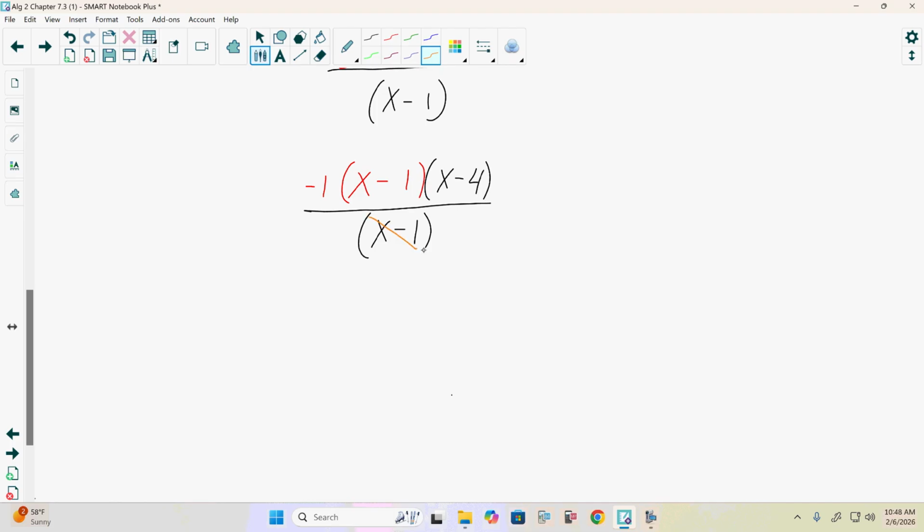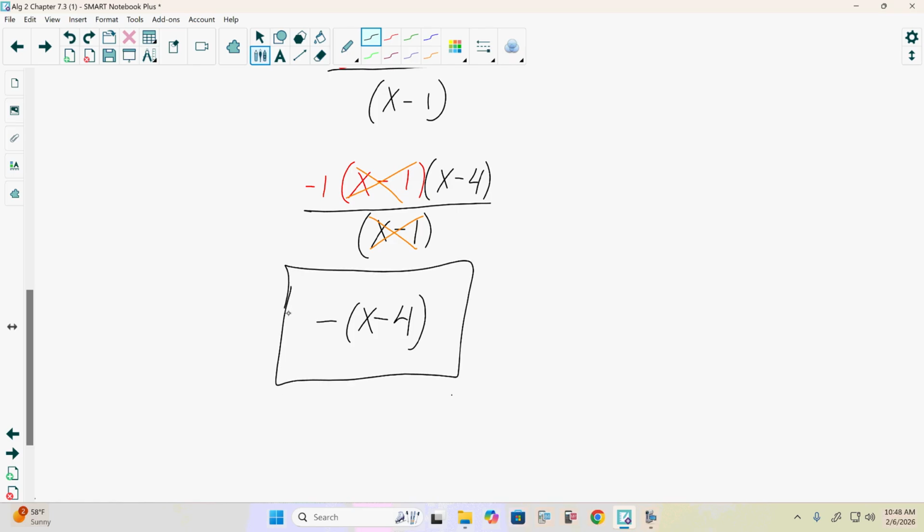Which now means that x minus 1 over x minus 1 will cancel. On top, we still have the negative. We still have the x minus 4. Do we have anything left on the bottom of the fraction? No, so it's just going to reduce to 1. We're not going to write over 1. We don't have to put over 1. It's just understood. So really, the final answer is just negative x minus 4. Questions on this here?